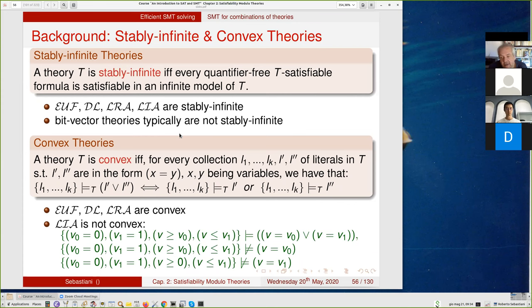A more critical notion is that of convex theories, okay? A theory is convex if and only if for every collection of literals L1, ..., Lk in T, and L' and L'' such that L' and L'' are equalities between variables, we have that a set of literals entails a disjunction of literals only if the same set of literals either entails the first literal or entails the second literal. So you cannot entail a disjunction of two equalities without entailing one of the two equalities.